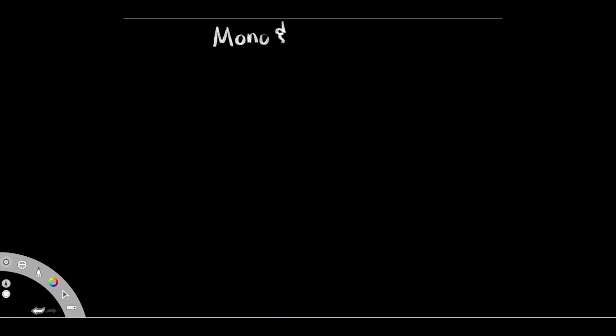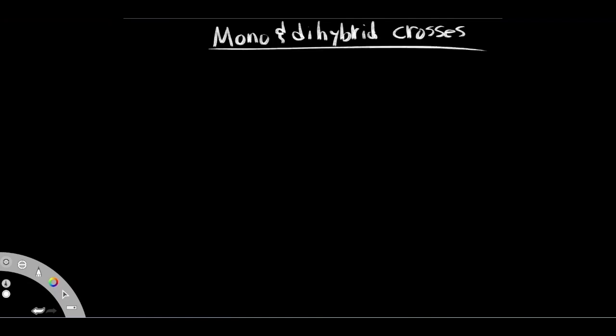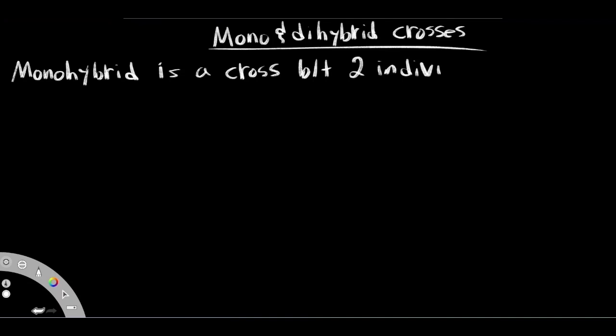Mono and dihybrid crosses. In the previous video for Mendelian genetics, we did take a small dive into each of these types of crosses. As a quick review, remember the monohybrid crosses were the simpler problem we looked at. It's a cross between two individuals, but the important thing was we examined the inheritance of just one trait.